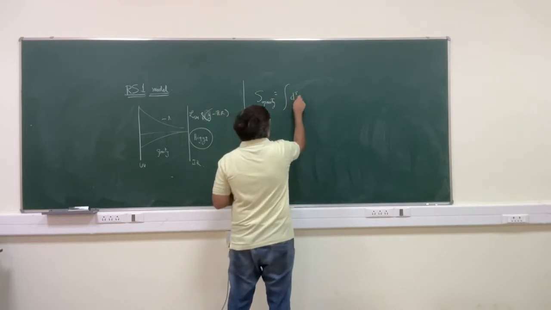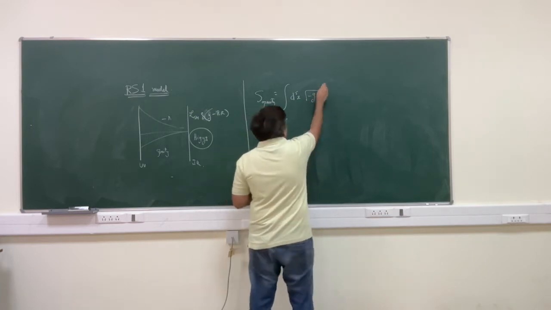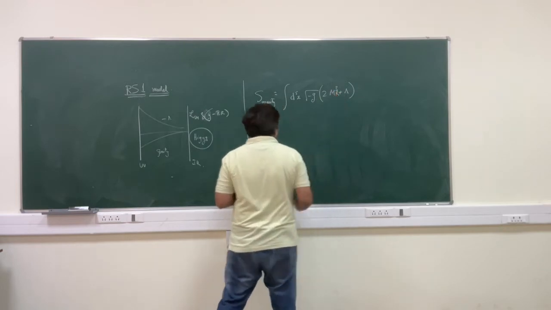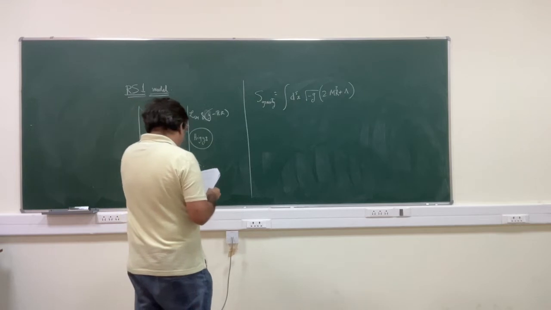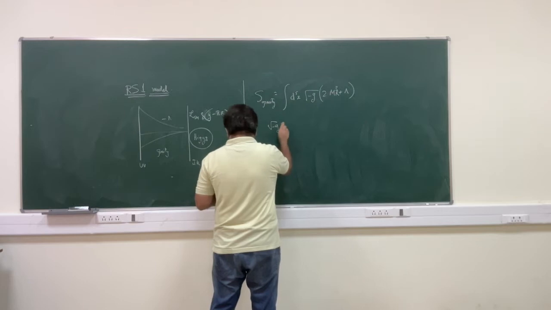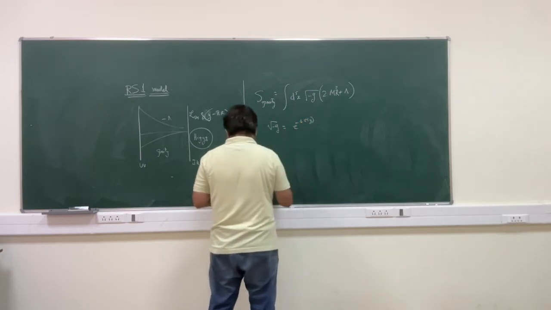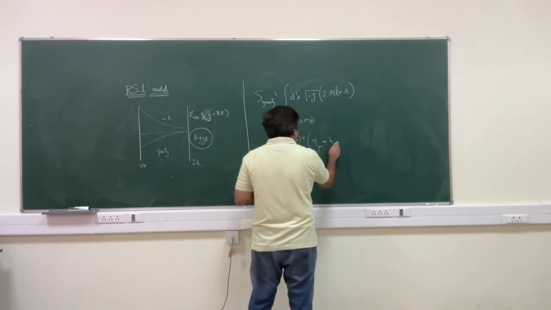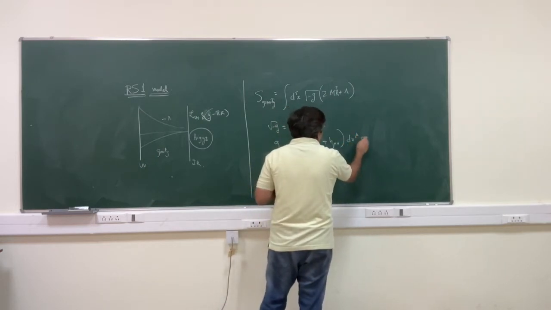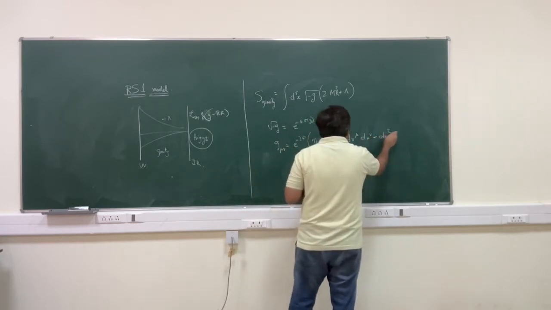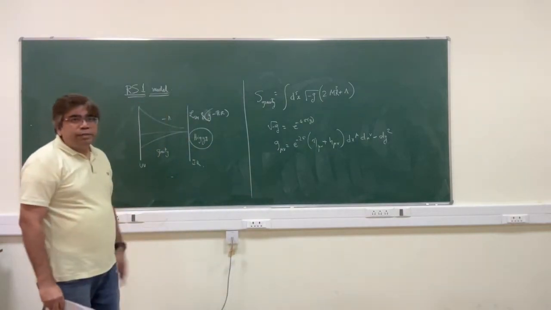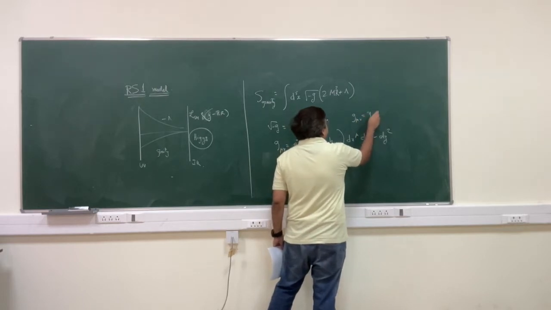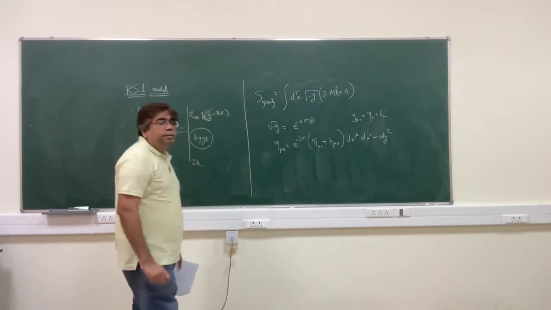The action is given by integral d^5x sqrt(-g) over 2M^3. Now sqrt(-g) is equal to e^(-4 sigma y), and g_mu nu is equal to e^(-2 sigma)(eta_mu nu plus h_mu nu) dx^mu dx^nu minus dy squared. So what I did was that to derive the graviton localization, I expanded g_mu nu linearly in terms of h_mu nu, like what we did earlier, g_mu nu equal to eta_mu nu plus h_mu nu. We did the same thing in the flat extra dimensions, so we do the same thing here also.